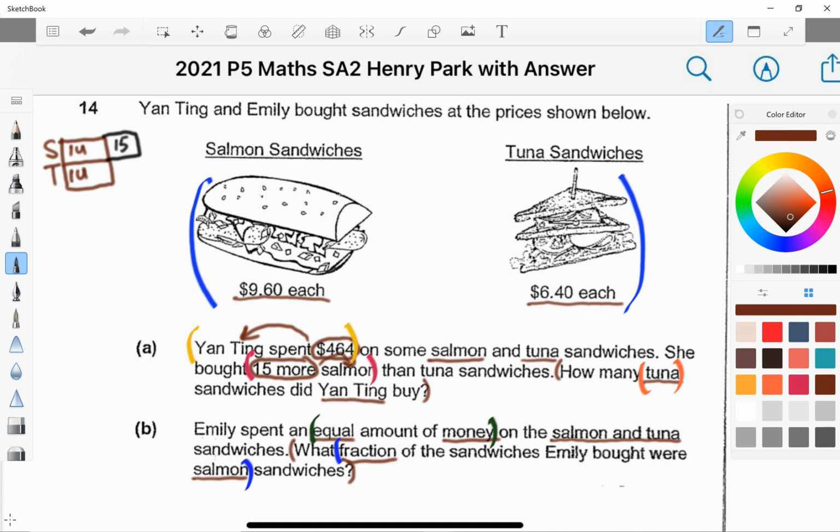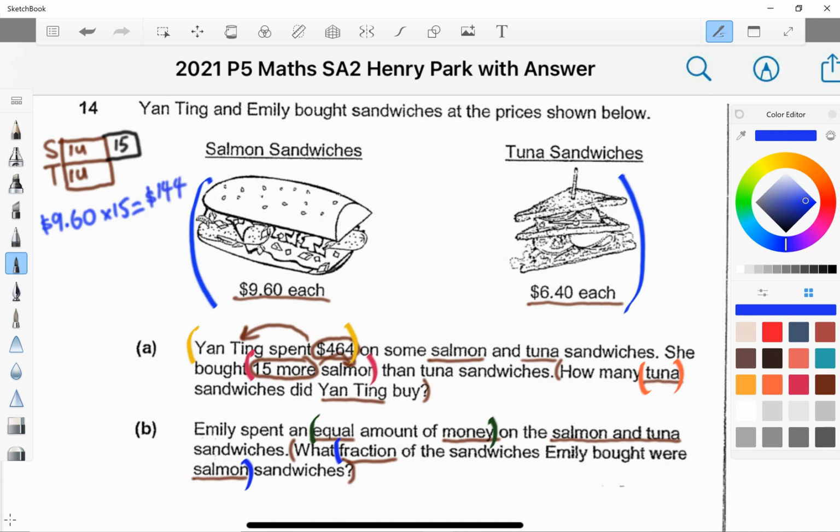So actually part A, we can construe this to be like number times value. Okay, but we can also do it using another simpler method that doesn't deal with the number times value table. So first thing first, we got to remove away the 15 extra salmon sandwiches, which is why my first equation will be 9.60 multiplied by 15. And if I key this into my calculator, it will be $144.